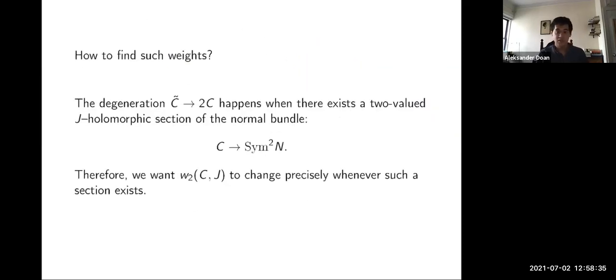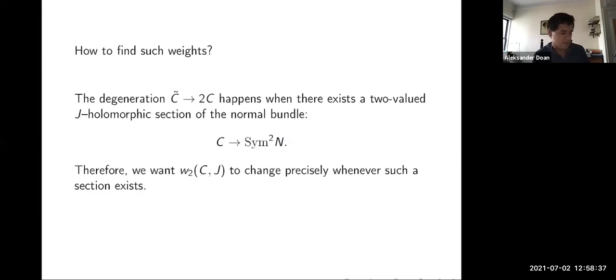So the important observation is that such a degeneration happens, as in the proof that I discussed earlier, when there exists this multi-valued section of the normal bundle. So if this degeneration happens, this C, let's say it's an embedded curve, so here's a normal bundle, it must admit a multi-valued section, in this case, a 2-valued section of the normal bundle, which we know is a non-generic phenomenon.